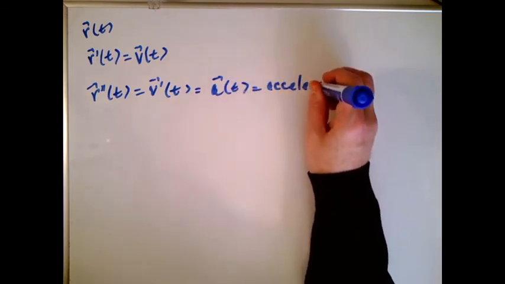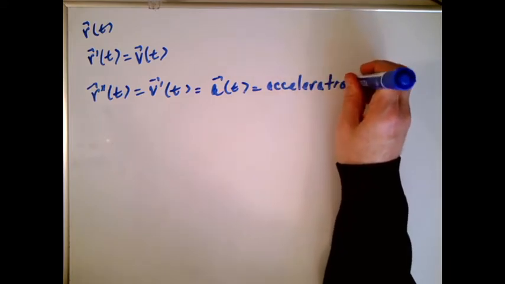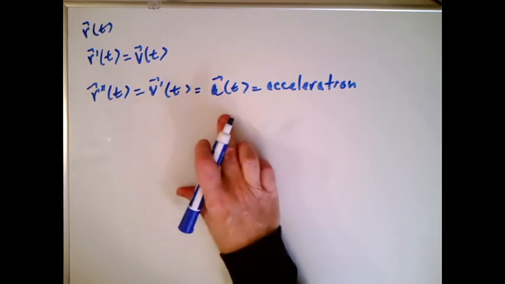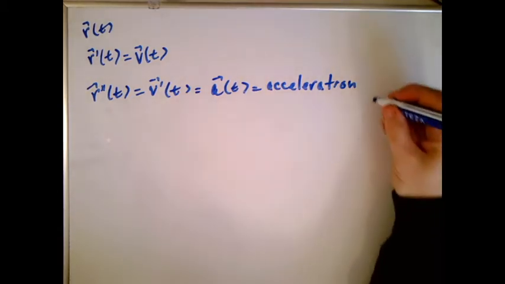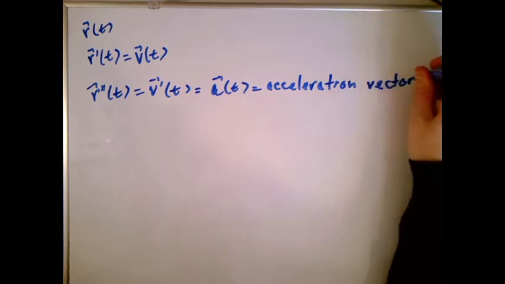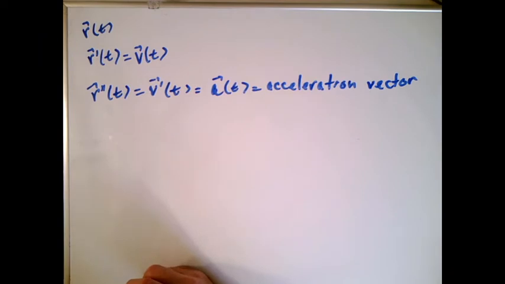It is important to note, though, that although ordinary acceleration tells us how fast the speed is changing, the acceleration vector will tell us how fast the velocity vector is changing. But the velocity vector has direction and length. So the acceleration vector has two components to it that are very, very important.